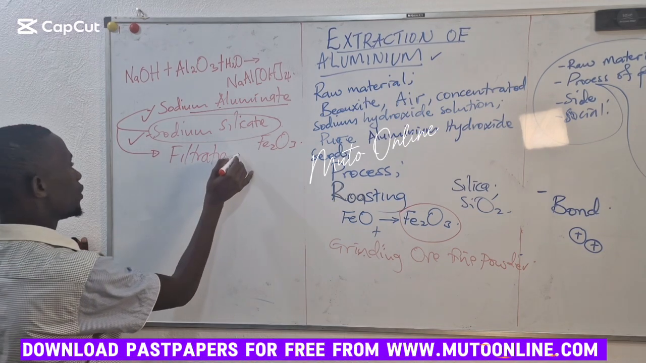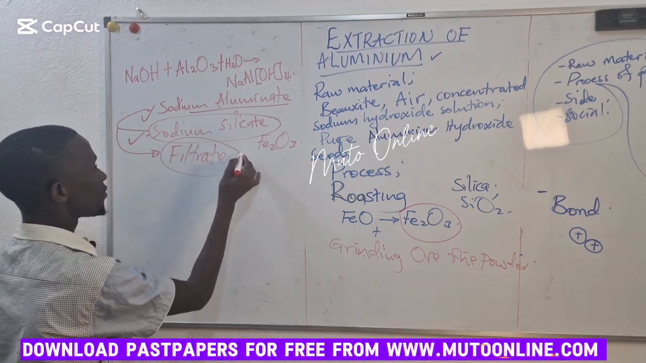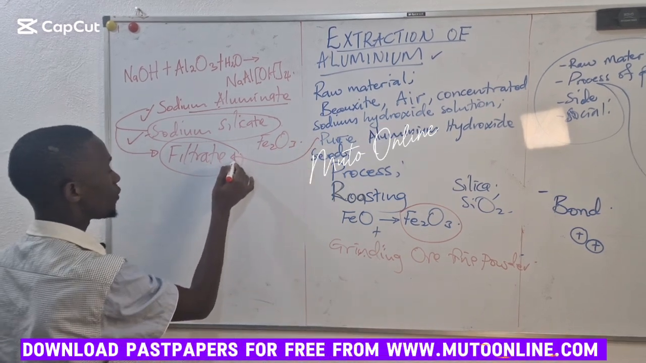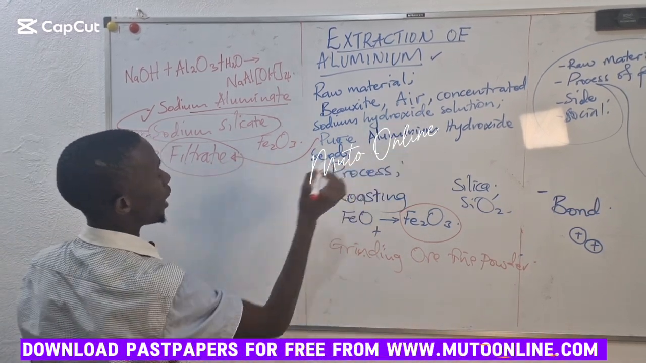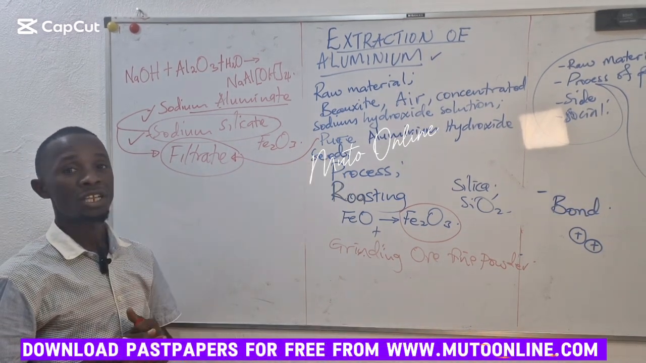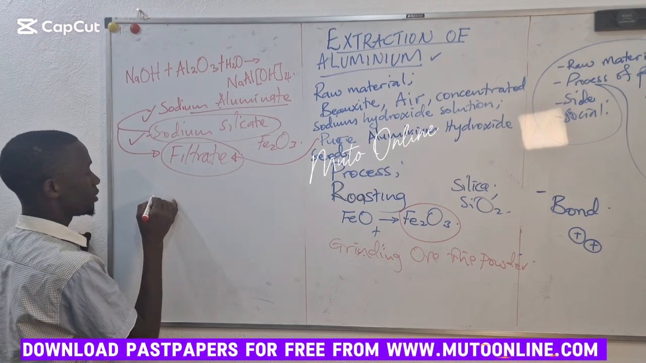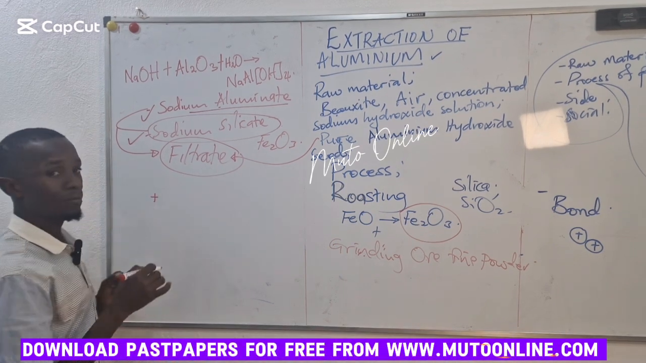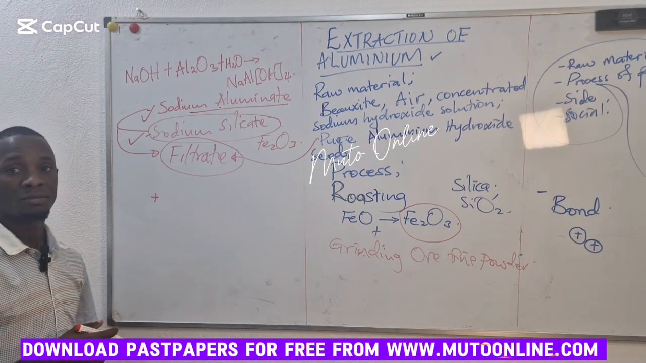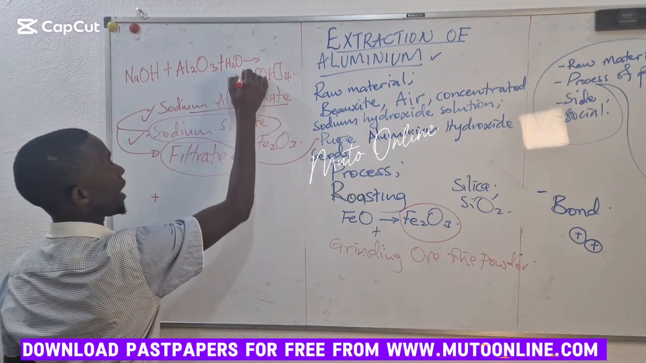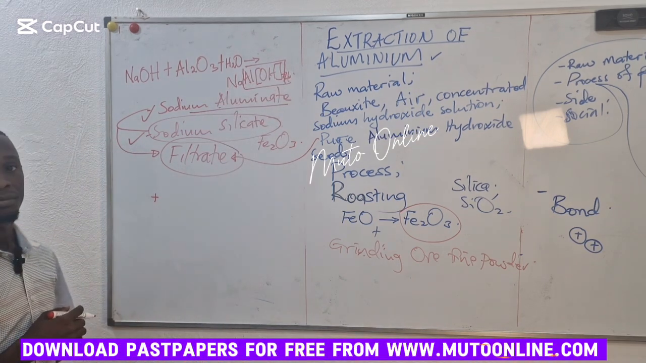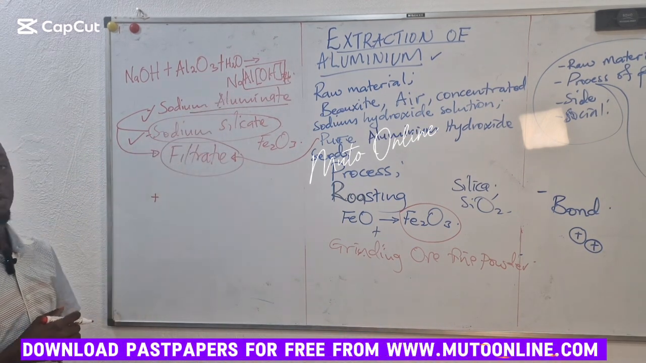So to the filtrate we shall add crystals or seeds or small crystals of pure aluminium hydroxide. The purpose of these seeds of pure aluminium hydroxide is to lower the freezing point of the aluminium hydroxide, this aluminium hydroxide here, from this sodium aluminate.